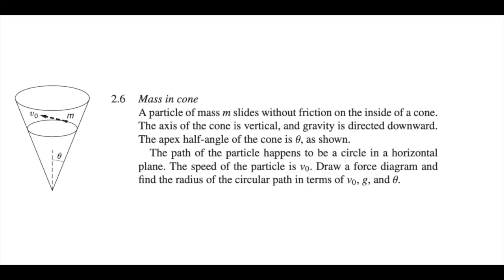A particle of mass m slides without friction on the inside of a cone. The axis of the cone is vertical and gravity is directed downward. The apex half angle of the cone is theta, as shown in the diagram to the left, and the path of the particle happens to be a circle in the horizontal plane. The speed of the particle is v naught, and so draw a force diagram and find the radius of the circular path in terms of v naught, g, and theta.